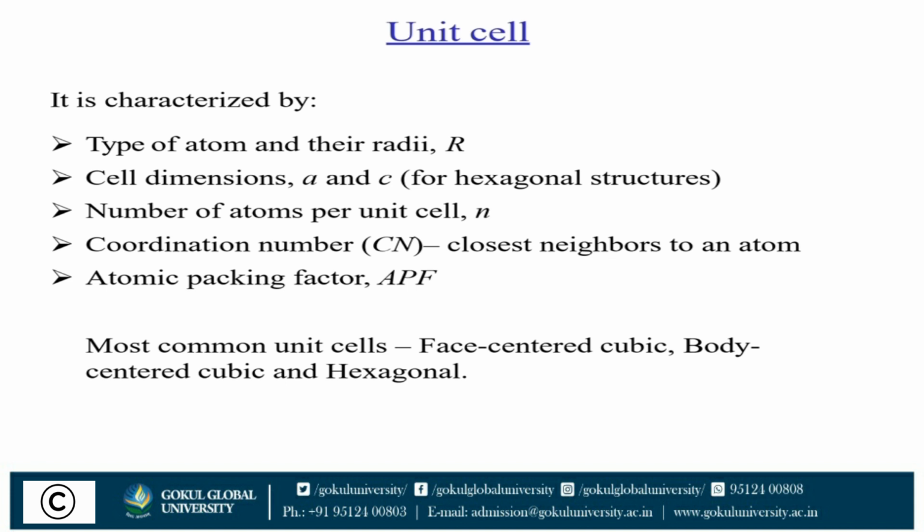A unit cell may also be defined as the smallest parallelepiped which could be transposed in the three coordinate directions to build the space lattice. Those space lattices are in various substances with different sizes and shapes of their unit cell. So a unit cell may be characterized by the type of atom, that means the radius, cell dimensions A and C, number of atoms per unit cell, the coordination number, and the atomic packing factor. Most of these parameters directly affect the unit cell.